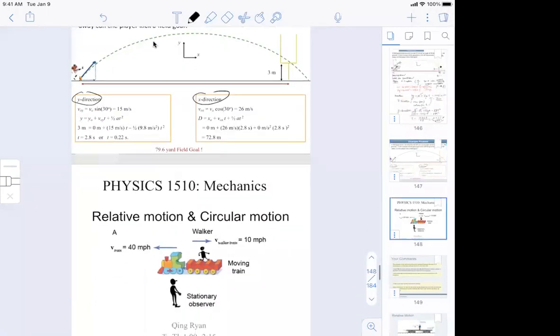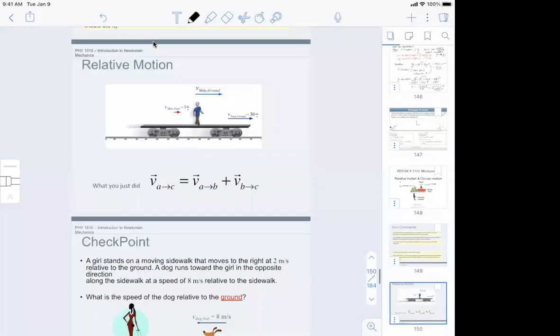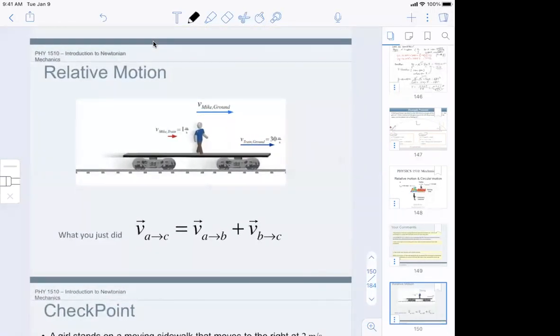Now let's talk about relative motion today. What do we mean by relative motion? When we're talking about how fast we're moving, implicitly we have a frame of reference. I touched upon that in the previous class. Relative to what? Relative to whom are you talking about?